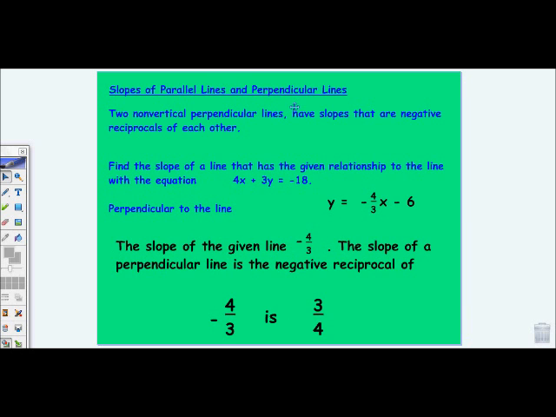Reviewing the perpendicular one, again, has to be in slope-intercept form first. Then we look at what our slope is, and if it's a perpendicular line, it's going to be a negative reciprocal. So flip it and give it the opposite sign. And that is the end of the second part of 8.5.